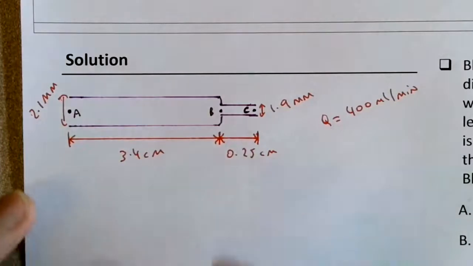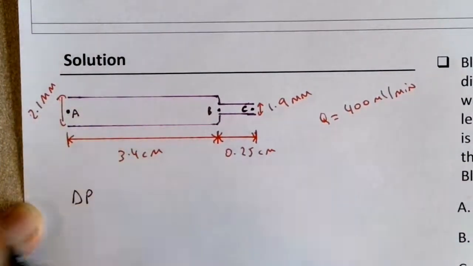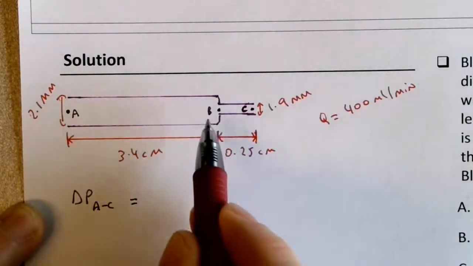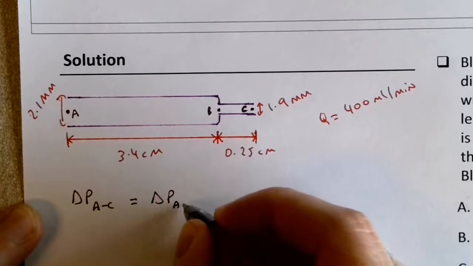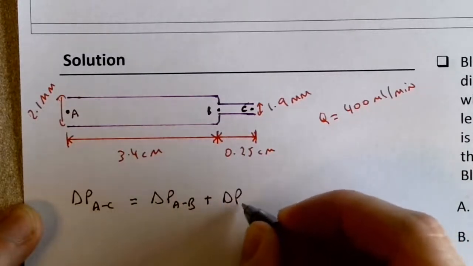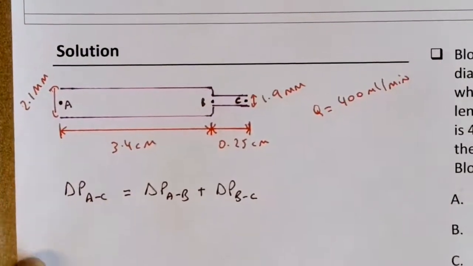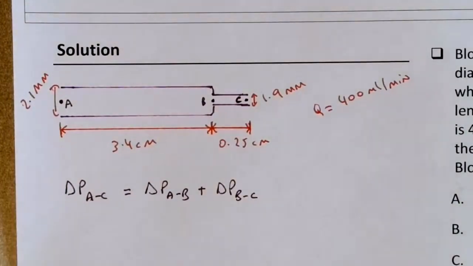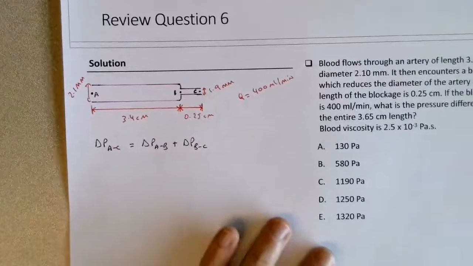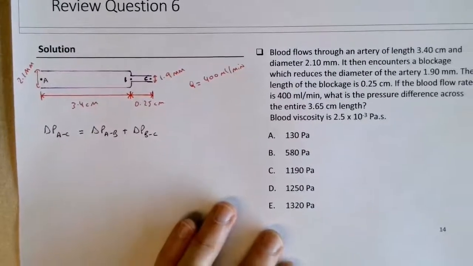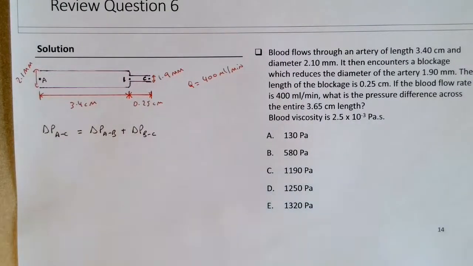Now, what I hope you can consider here is that the delta P we're trying to figure out, delta P A to C, is going to be equal to the pressure difference between A and B plus the pressure difference between B and C. Hopefully you can see that. So A to B plus the delta P of B to C. That's how you solve this problem. You have to use Poiseuille's equation twice. There are two different delta P's we have to figure out, and then sum them to get the entire pressure difference.